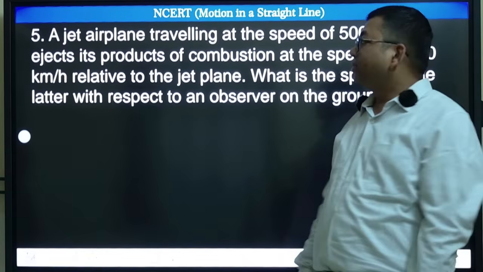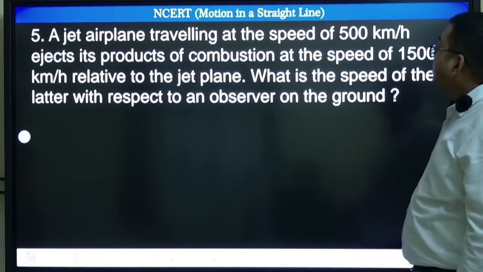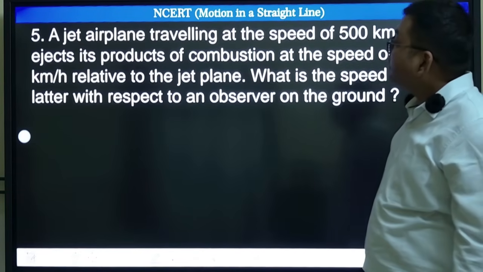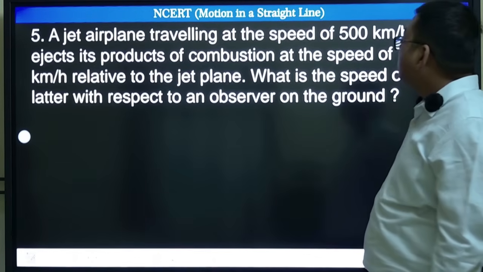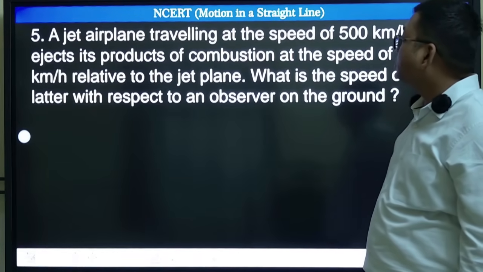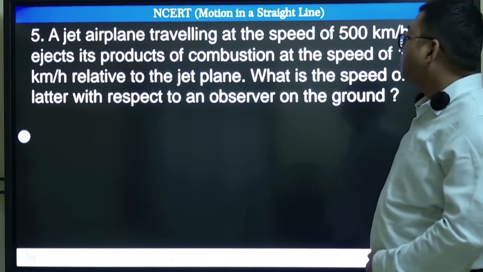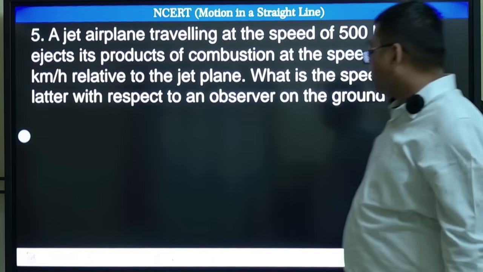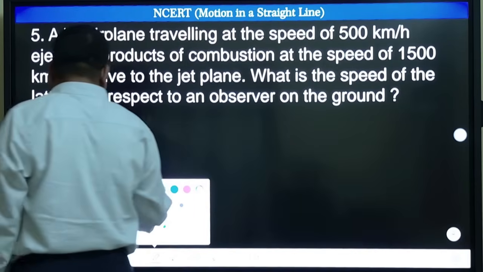question. Number 5. A jet airplane traveling at the speed of 500 km per hour ejects its products of combustion at the speed of 1500 km per hour relative to the jet plane. What is the speed of the latter with respect to an observer on the ground? Let's try to understand this.